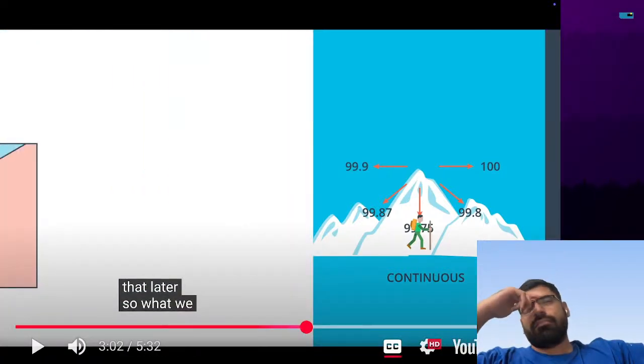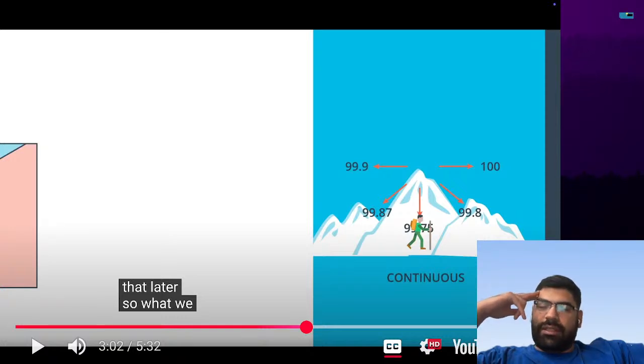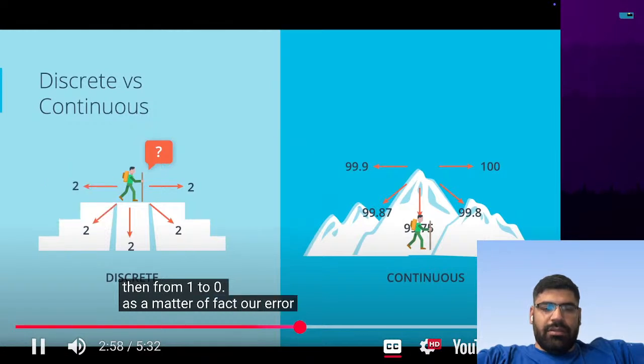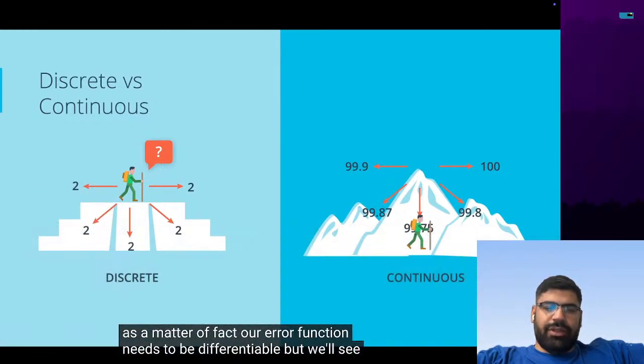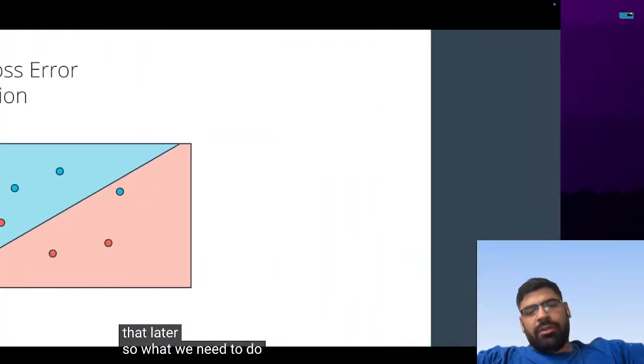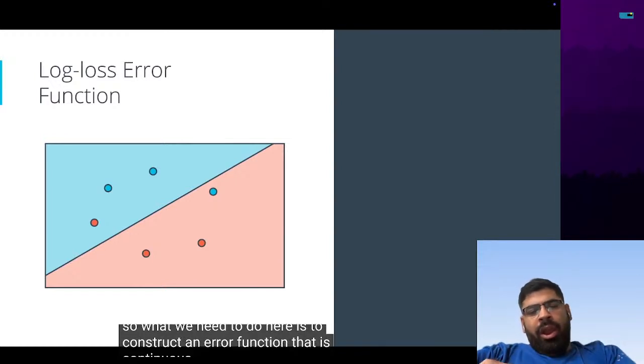So basically, the error function, how we approach this, has to be continuous, not discrete. As a matter of fact, our error function needs to be differentiable, but we'll see that later. So what we need to do here is to construct an error function that is continuous, and we'll do this as follows.